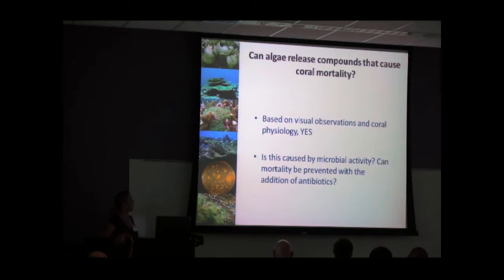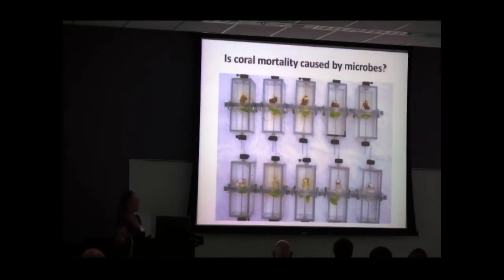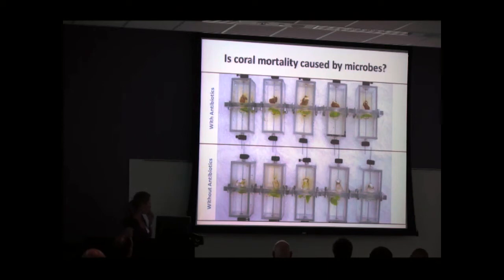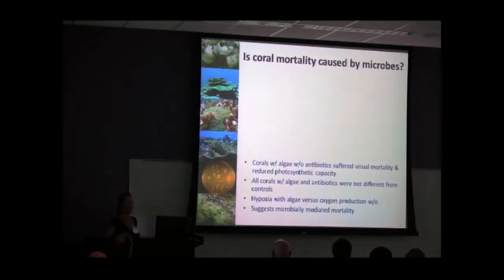So we wanted to see if this was a microbially mediated interaction, so we added antibiotics and repeated those experiments. Basically, we found, again on the top, our corals now adjacent to algae but with antibiotics, and down here we have corals adjacent to algae without antibiotics. You can see these corals were all heavily bleached and showing signs of serious discomfort, whereas the corals on the top appear to be still healthy.